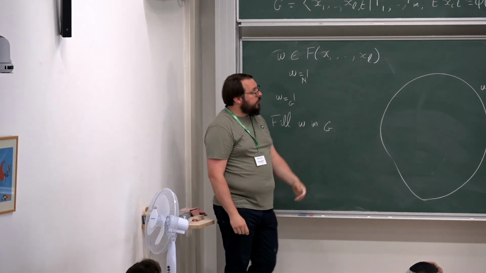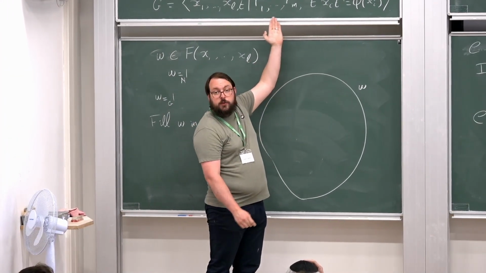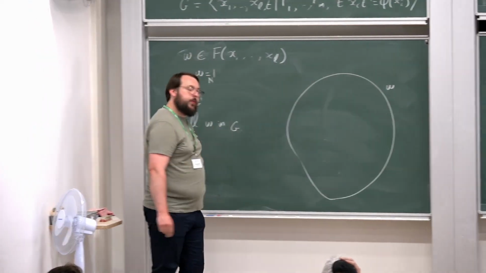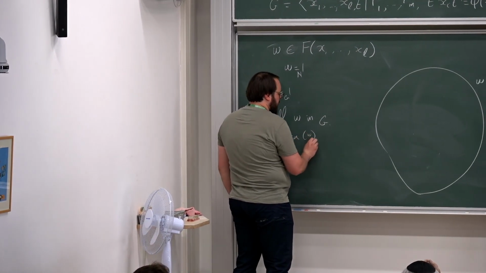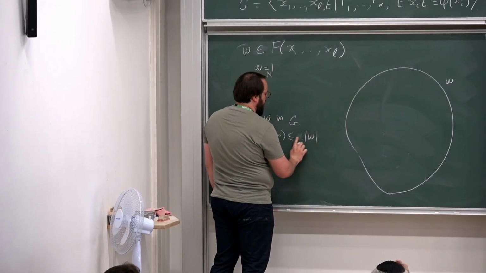Algebraically, I'm saying this W is a product of conjugates of these relations, and I can do that in a way that I understand what's happening. So the area of W is less than or equal to C times the length of W.